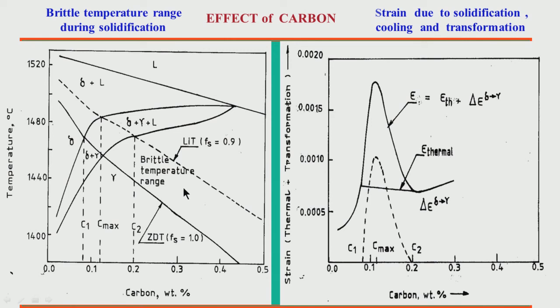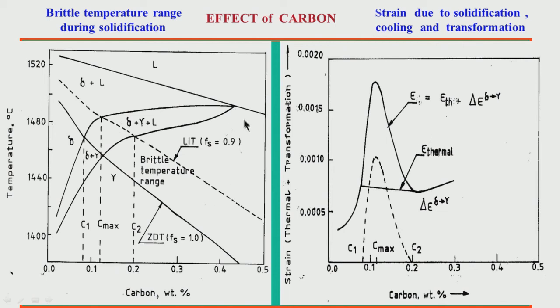So, there is no possibility of the liquid steel healing up the cracks forming on the dendrite surfaces. So, this is the temperature region. If there is a lot of strain formation in this temperature region, there will be crack formation. The possibility of crack formation goes up for certain chemistry ranges between C1 and C2, and the maximum is at chemistry around Cmax, which is slightly above 0.1.